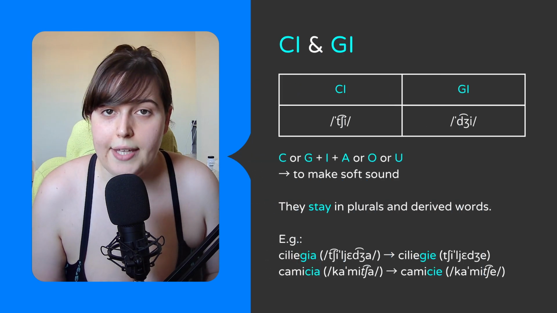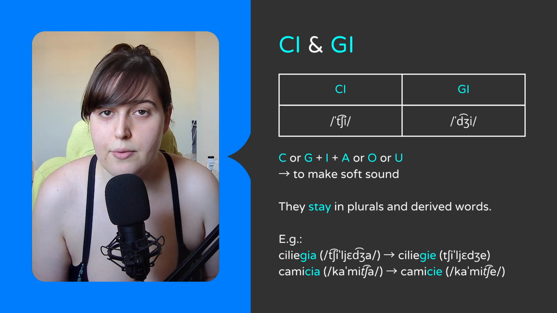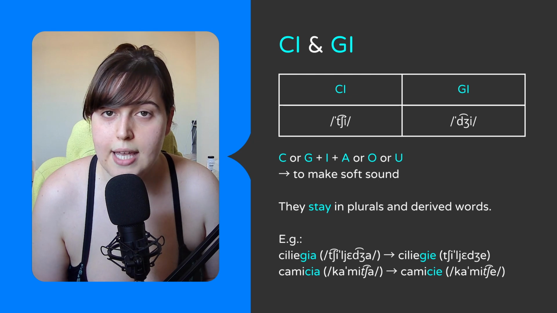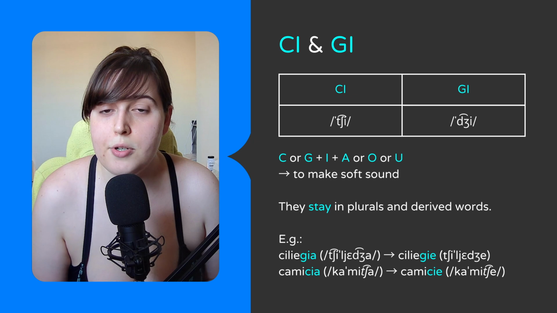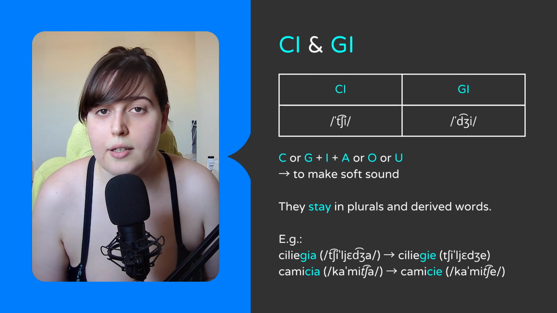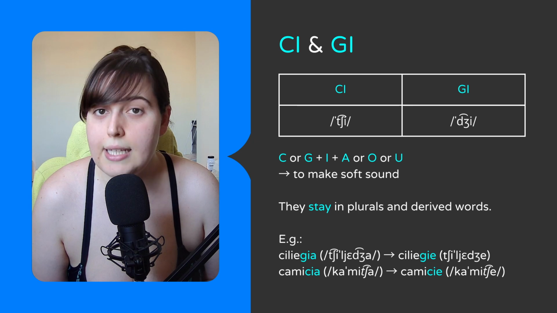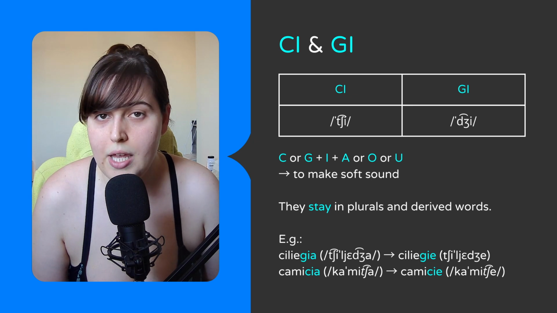On the other hand, when C and G are followed by E or I, they become soft sounds. However, this does not happen with the other vowels, A, O, and U. In order to make the pronunciation of C and G soft, even when they are followed by these other vowels, the Italian language adds the I in the middle. For example, ciao, hi, or giallo, yellow.